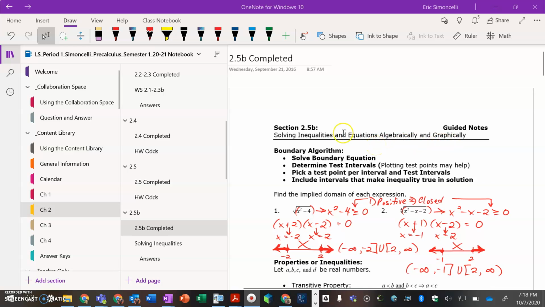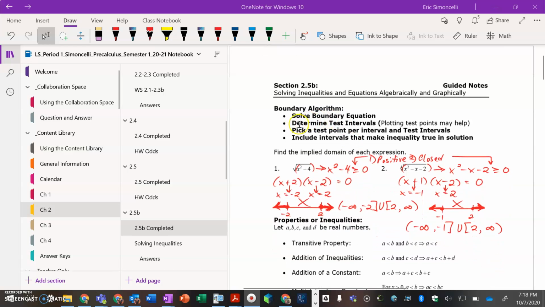To start with today, we're going to take a look at something called the boundary algorithm. We're going to solve a boundary equation and determine test intervals. Plotting test points may help. Pick a test point per interval, test the intervals, and include the intervals that make the inequality true in the solution.